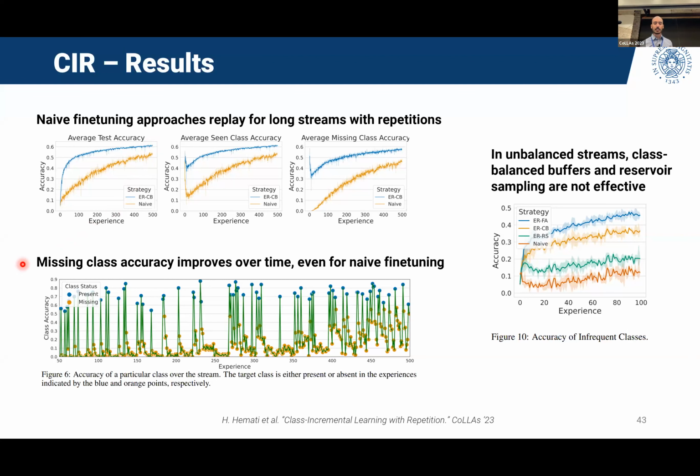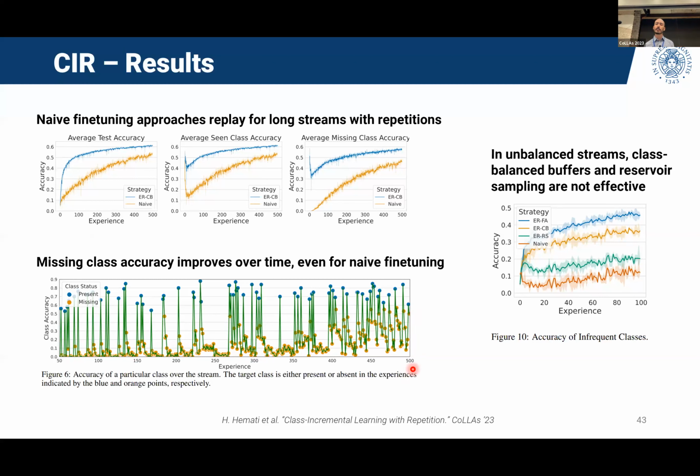So if we look at what's happening to missing classes, like here we have the accuracy for a single class. The blue dots are when the class is present, while the orange dots are when the class is missing. And you can see that at first, the accuracy drops to 0 whenever the class is not seen in the stream. But then over time, the model is becoming more stable. So it doesn't forget completely, but it's starting to remember more and more. And this is, again, naive fine-tuning. So if you use a smarter continual learning method, of course, this effect is going to be even better.